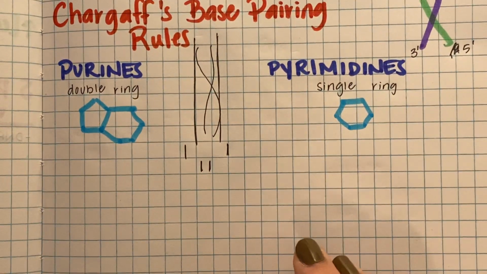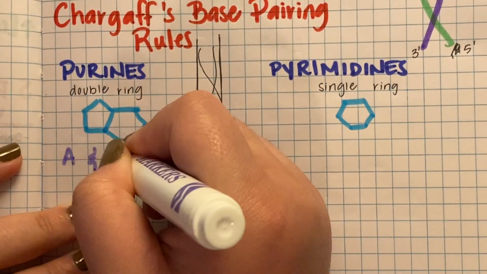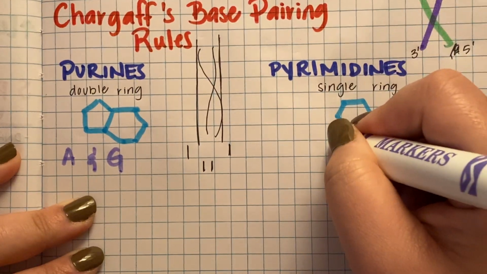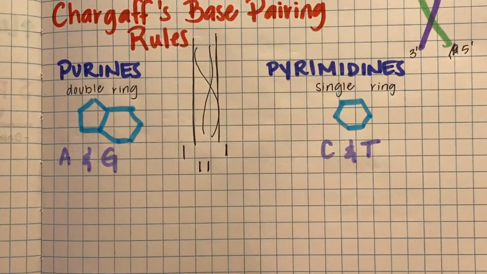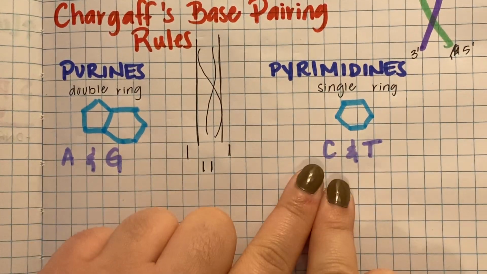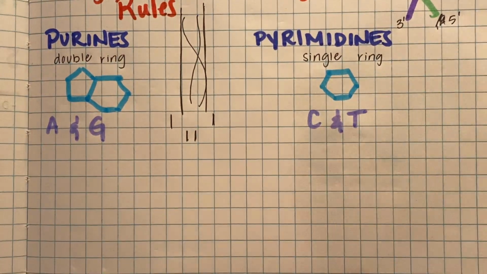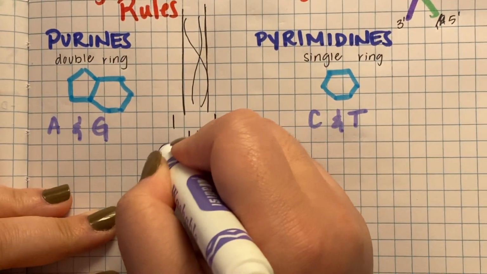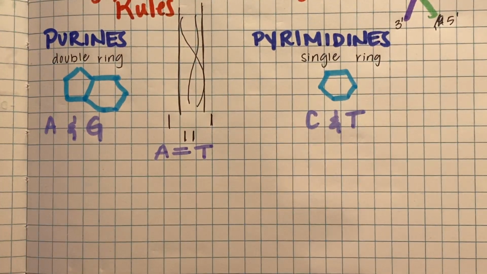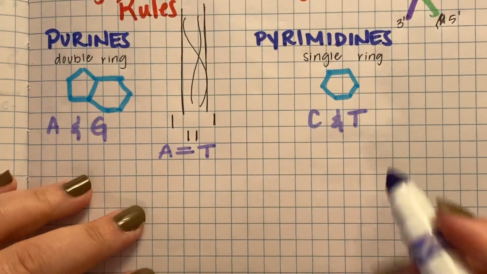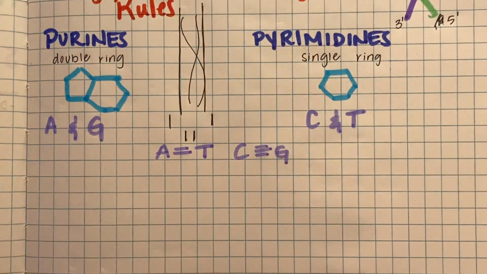The purines are adenine and guanine. So this is our A and G. And then our pyrimidines are cytosine and thymine. So you'll always have one of the purines paired with one of the pyrimidines. So you should know the base pairing rules. Adenine will always pair with thymine, and they always pair with a double bond because they have 2 pairs of electrons they can share with each other. And then cytosine will always pair with guanine, and they have 3 pairs of electrons they will share together.